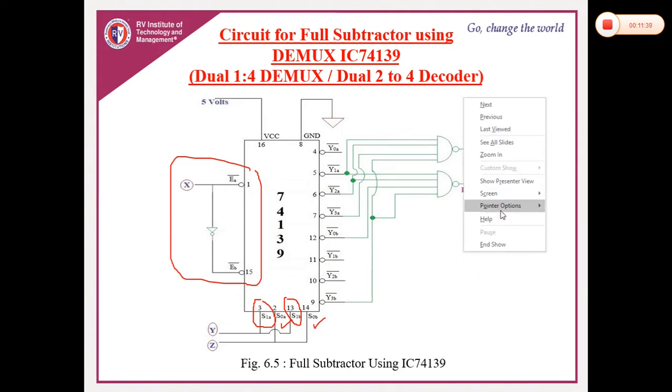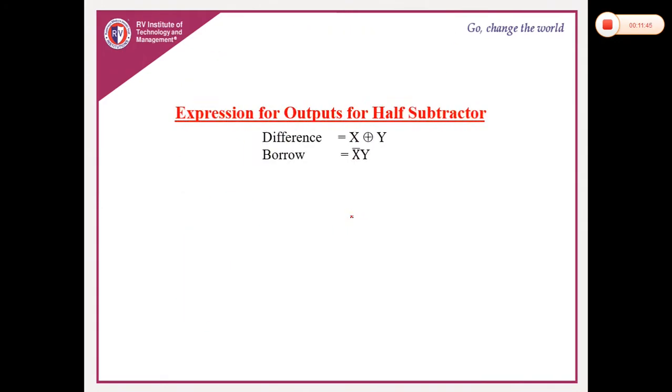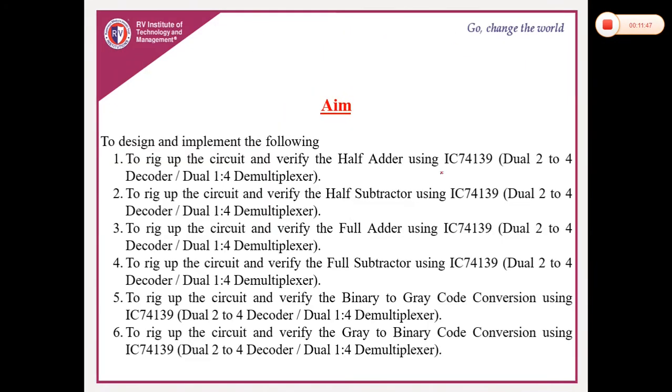This is very important. Apart from that, VCC and ground connections you have to connect. So the 4 different aims we set are done: how to implement the half adder, half subtractor, full adder and full subtractor using the 74139 IC. Then how to implement binary to gray and gray to binary.